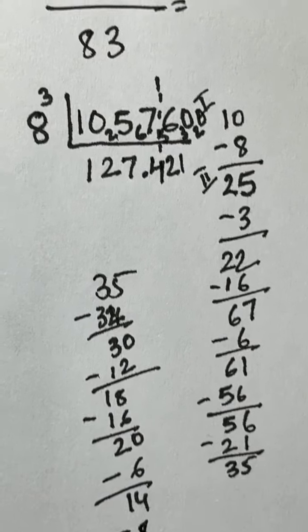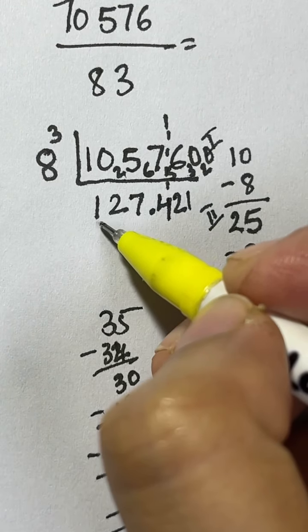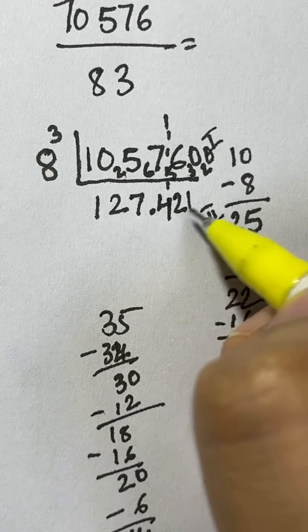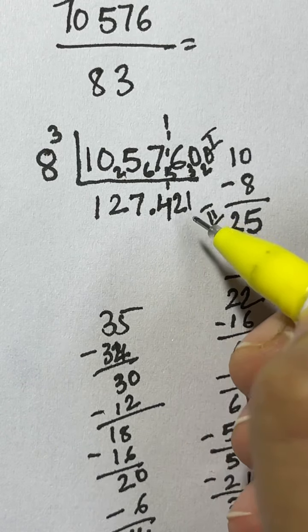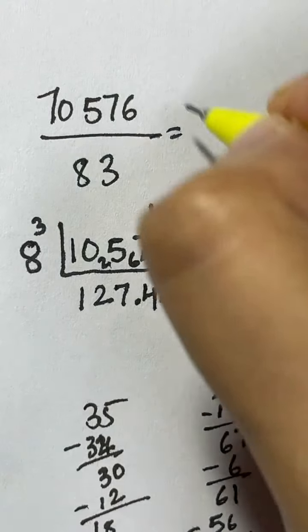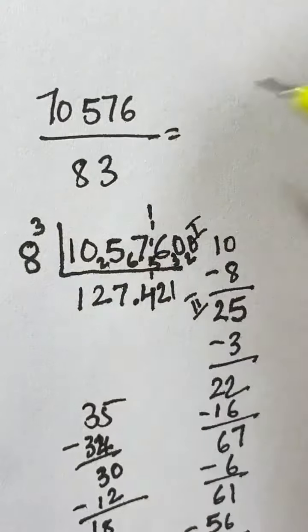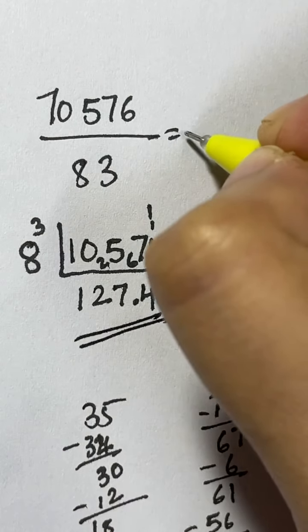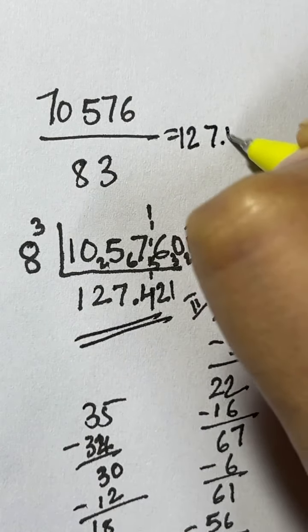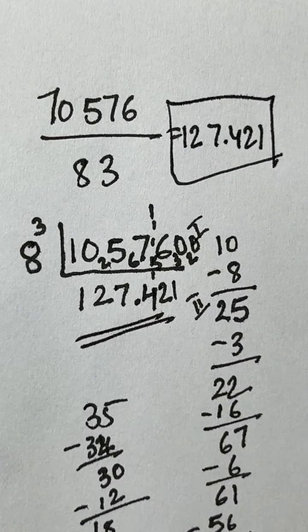So we have got a number after dividing: 127.421. We have got 3 decimal places, and that's enough. Whenever you're dividing, 3 decimal places are enough. So what's 10,576 divided by 83? Just this, 127.421, and you're done. That's your answer.